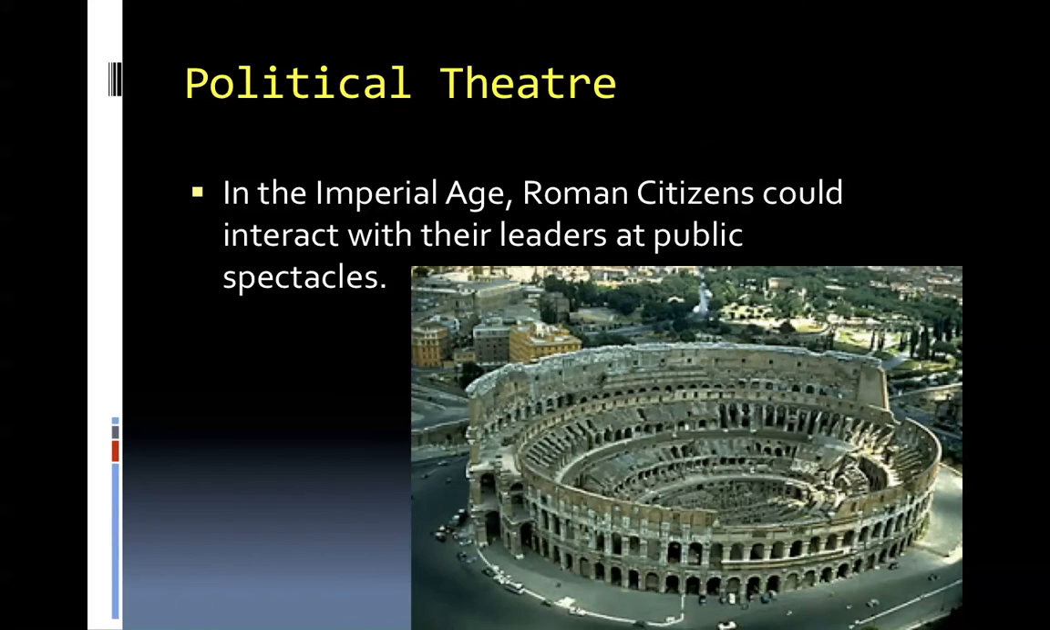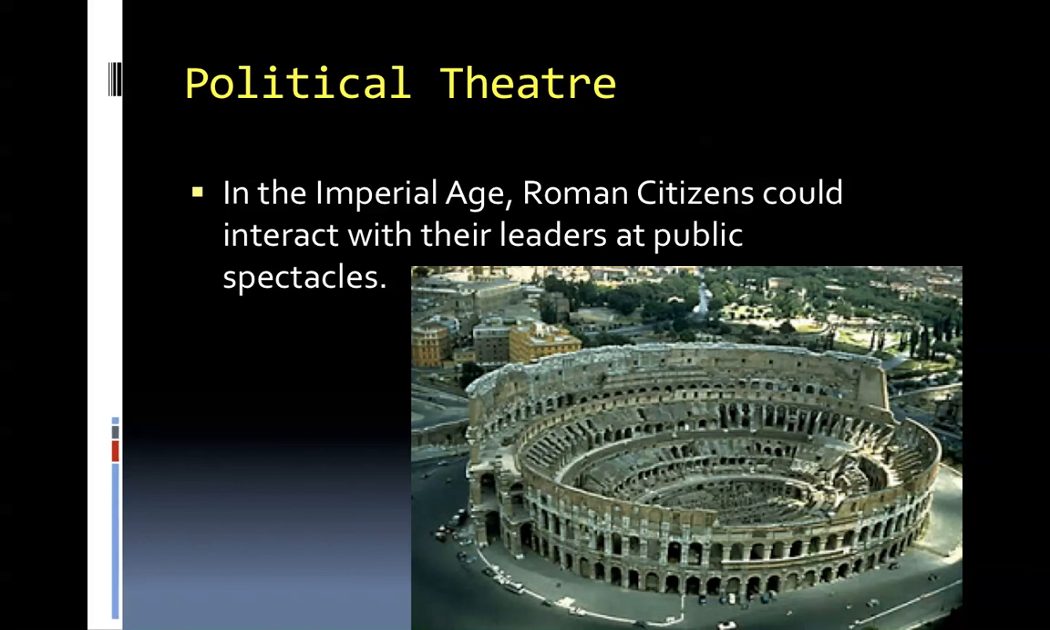So Hopkins talks about political theater. In the imperial age, Roman citizens could interact with their leaders at such public spectacles. Previous to this, and Juvenal talks about it, previous to the 1st and 2nd centuries AD and these great spectacles, Roman citizens actually had more power in their government. They could express that power through voting.